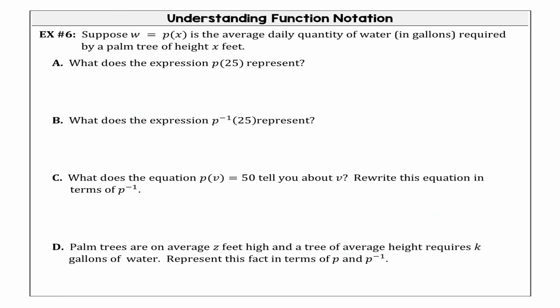Okay, all right, let's look at another example. It says, suppose W equals P of X is the average daily quantity of water in gallons required by a palm tree of height X feet. What does the expression P of 25 mean? We have to make sure we know what's our independent and what's our dependent. We're using P of X, so my independent, my input, is going to be the tree height in feet.